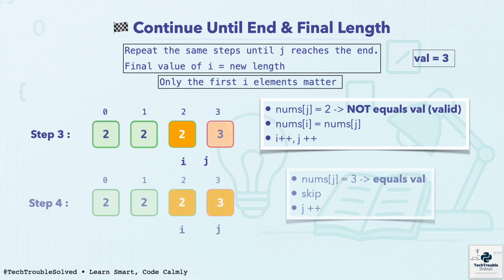Finally, pointer j reaches the last element, which is 3. Since this equals val, we skip it. Pointer j now reaches the end of the array. At this point, the scan is complete. Pointer i now tells us how many valid elements remain. So the final answer is the value of i. We return i. We do not return the array. Only the first i elements matter.